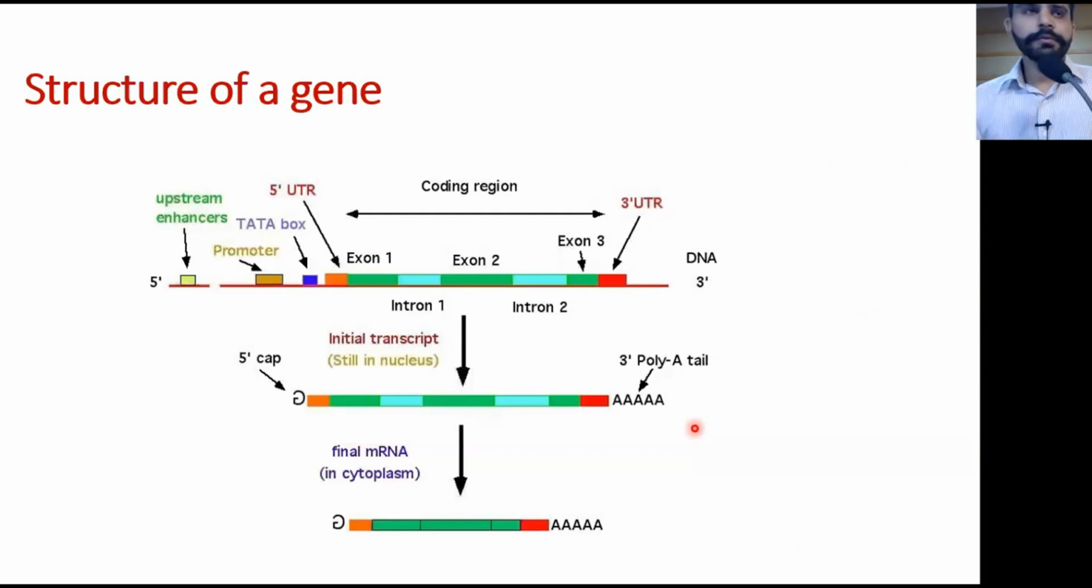So, the structure of a gene, you people know, a gene has many parts. It has exons, and exons are interrupted by introns. These introns are removed from the mature RNA, and the final mRNA that is translated into a protein does not contain introns. And if it contains introns, it may result in some disease.